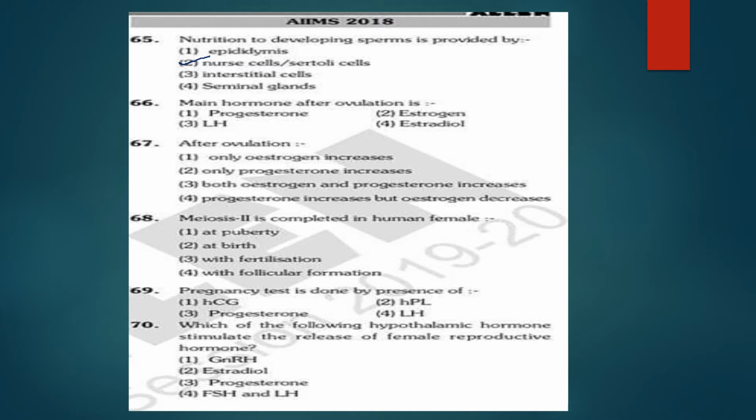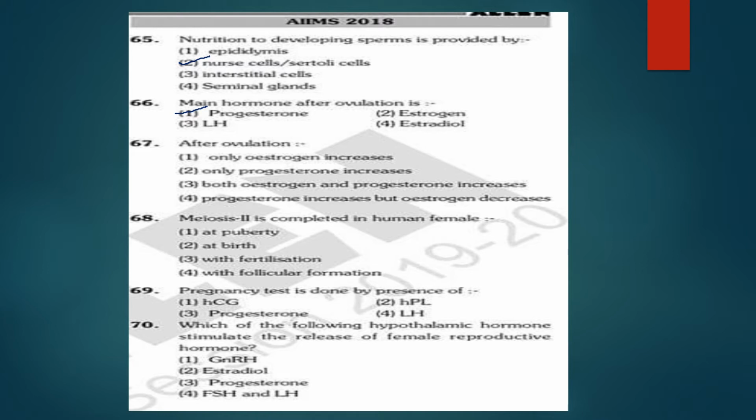After ovulation, which hormone is being released in the luteal phase? It is progesterone. Whereas at the time of ovulation, estrogen, FSH and LH are being released. Okay, after ovulation in the luteal phase, only progesterone is produced.